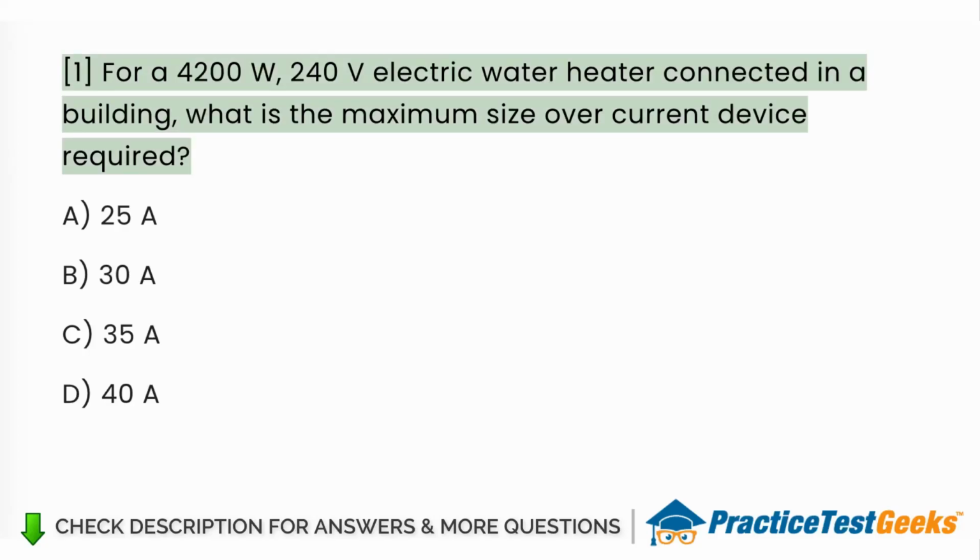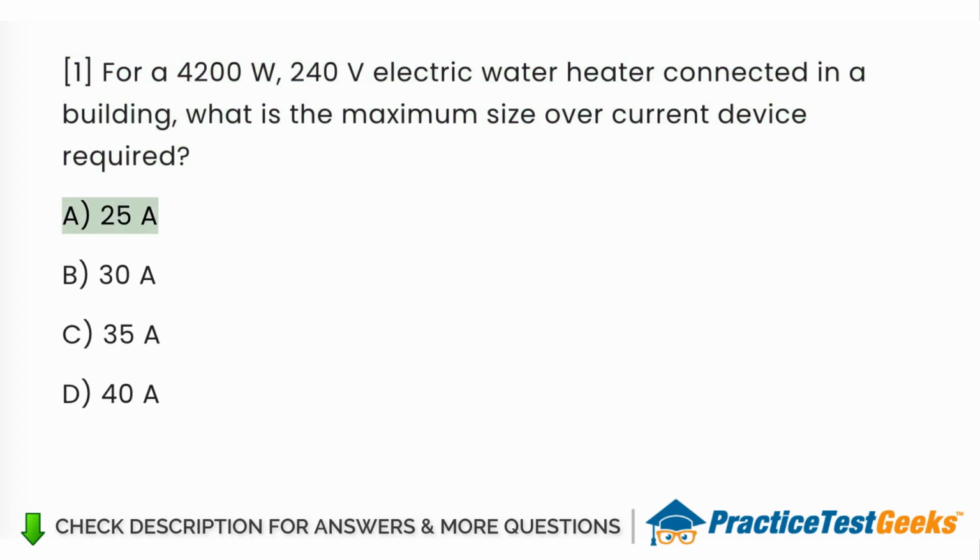For a 4200W, 240V electric water heater connected in a building, what is the maximum size overcurrent device required? A. 25A. B. 30A. C. 35A. D. 40A.